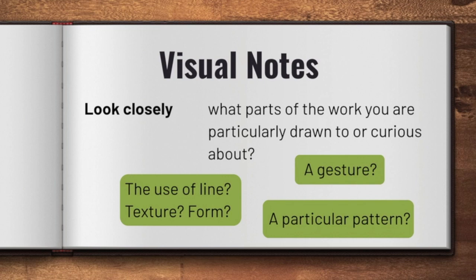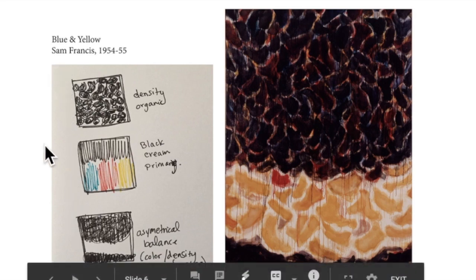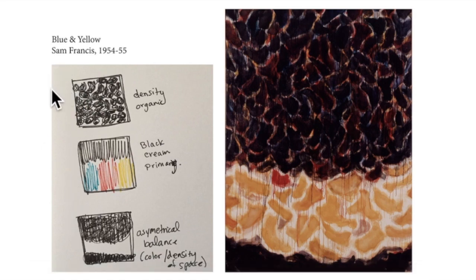For each of the things that you identify as being drawn to or curious about, draw a quick sketch. So what this looks like is like this. The piece on the right is the artwork I selected, and on the left are my sketches, my visual notes. So I have 3. I wouldn't go for any less than 2, right? So find at least 2 things that you find interesting.